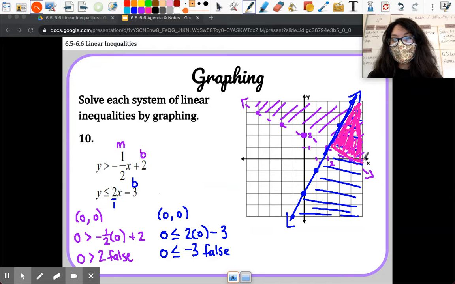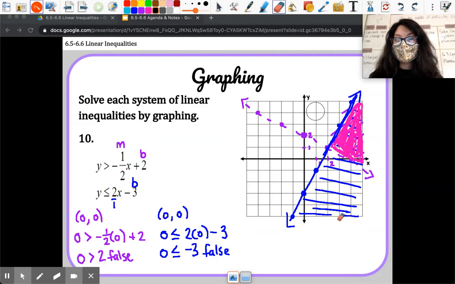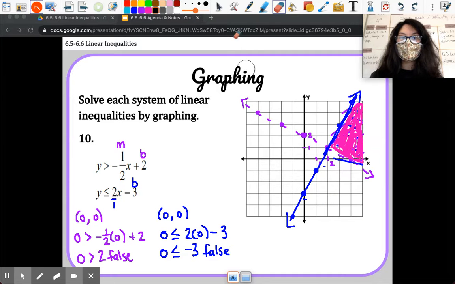And it's a little tricky to do with the Active Inspire, but I'm going to do my best here to try and erase the part that did not contain my solutions. So I'm going to do my best to just erase all of this. All of this stuff was just ordered pairs that were solutions to one of the inequalities, but not the entire system. So we don't want to show that this is on our graph. So our final answer here is just the shaded region.